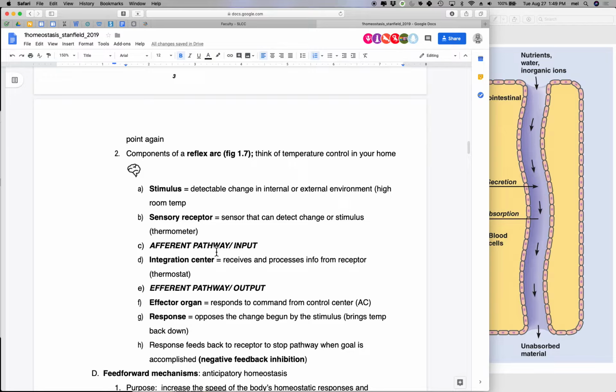Wouldn't you use entirely different portions if you were trying to, for instance, regulate blood glucose concentration than you would with body temperature? Does that make sense?